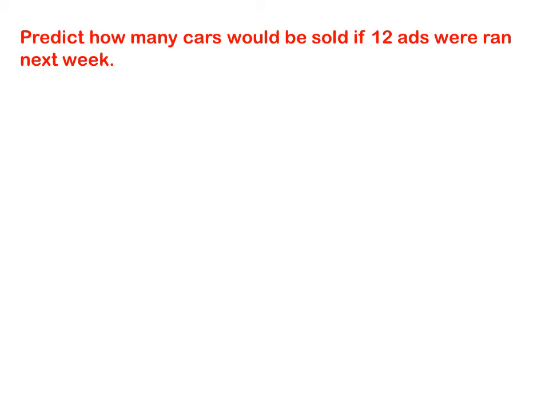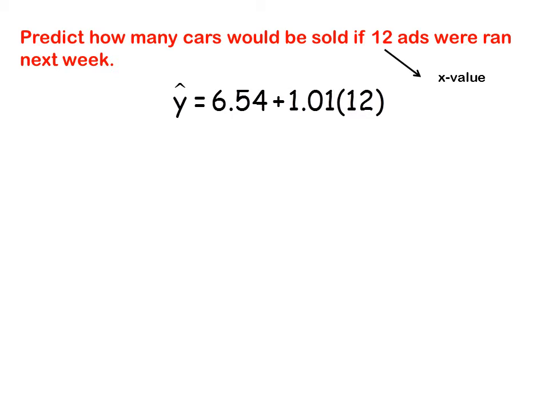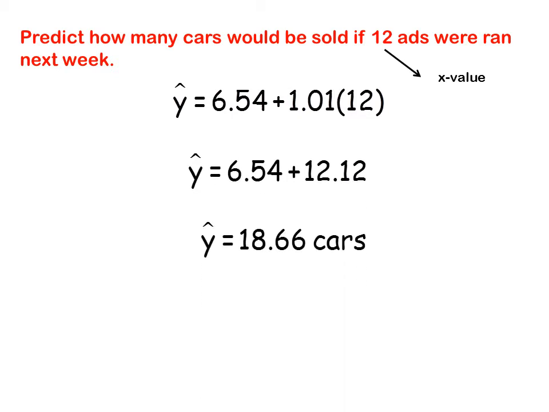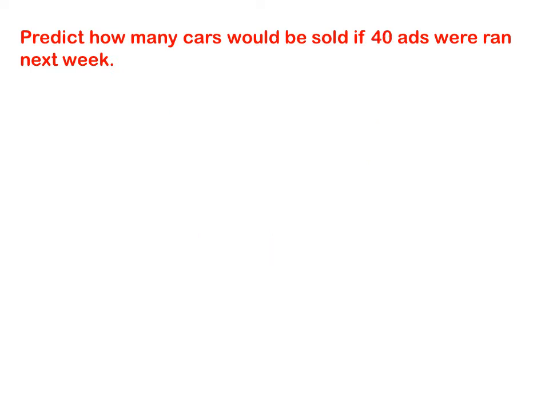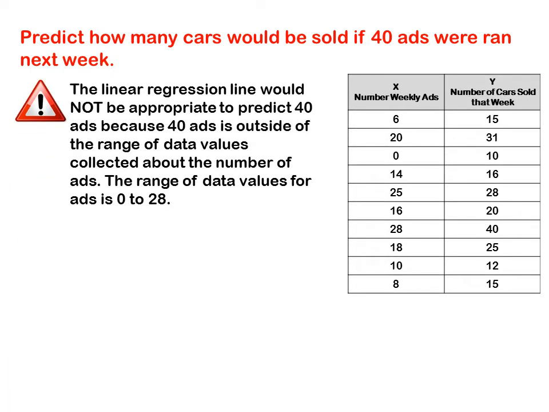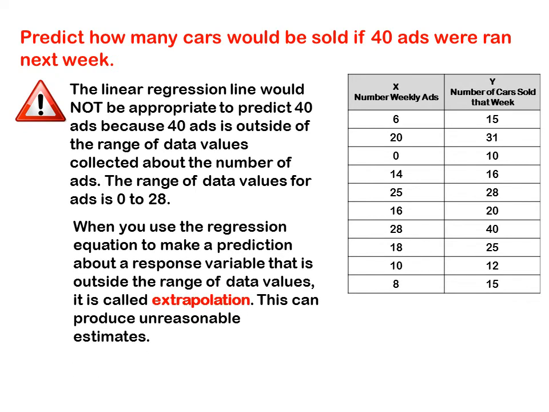Predict how many cars would be sold if 12 ads were run next week. 12 ads being the x value, we substitute that value into our linear regression model, and we would expect to sell 18.66 cars. Predict how many cars would be sold if 40 ads were run next week. The linear regression line would not be appropriate to predict 40 ads because 40 ads is outside of the range of data values collected about the number of ads. If you look in the table, the range of data values for the ads is 0 to 28. 40 falls beyond that. When you use the regression equation to make a prediction about a response variable that is outside the range of data values, it is called extrapolation. This can produce unreasonable results.